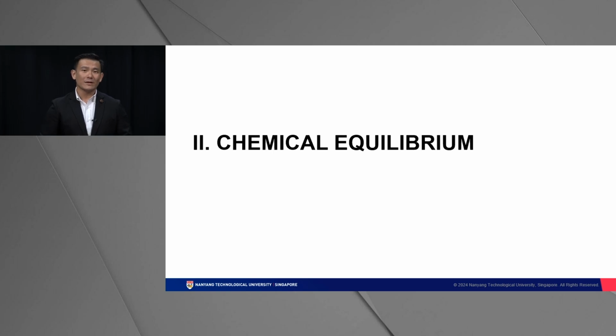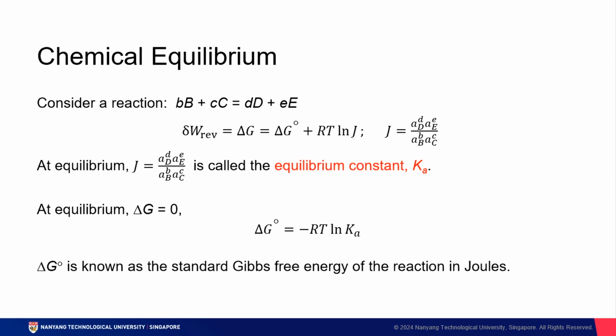So now let's talk about chemical equilibrium. So let's first consider a standard reaction schema like this: bB + cC = dD + eE. I'm going to reserve A for activity.